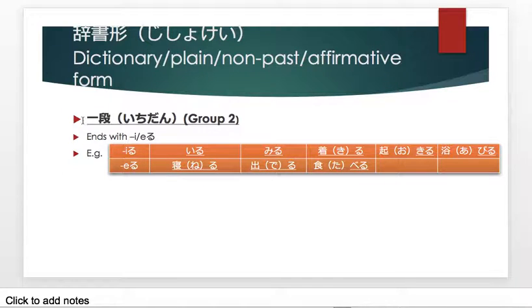Now let's move on to the ichidan group. How you can tell that they're in the ichidan group, they all end with the e or i sound, and they end with ru. So examples of verbs that have the i and ru sound: iru, to exist; miru, to see; kiru, to put on; okiru, to get up; abiru, to take a shower. Verbs with the eru sound are neru, to sleep; deru, to go out; taberu, to eat.